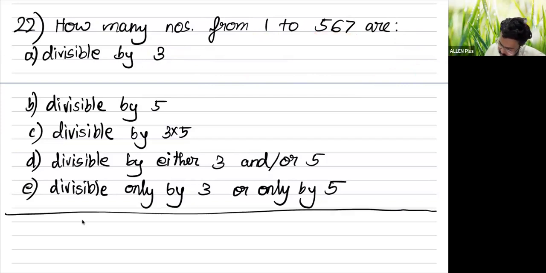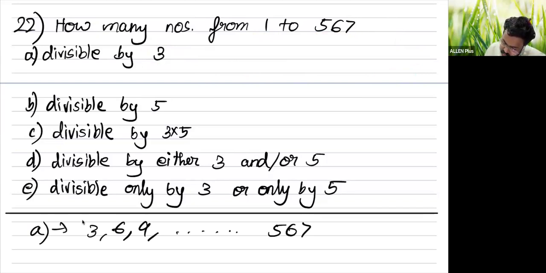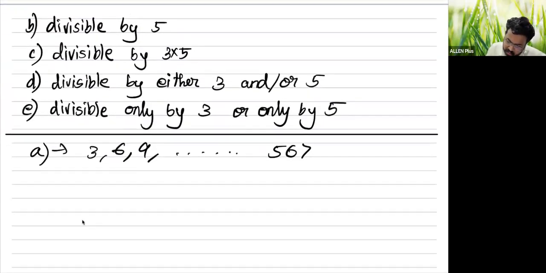So for that, you can notice that 3, 6, 9, dot, dot, dot, all the way up to 567 itself. You can write both included. All the numbers 3, 6, 9, all the way up to 567. These are the numbers that are divisible by 3. Correct. So what would you do? You can get the answer easily by doing 567 upon 3.